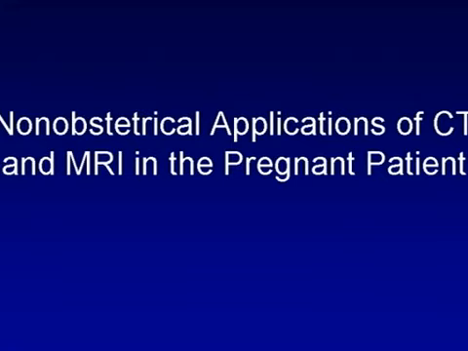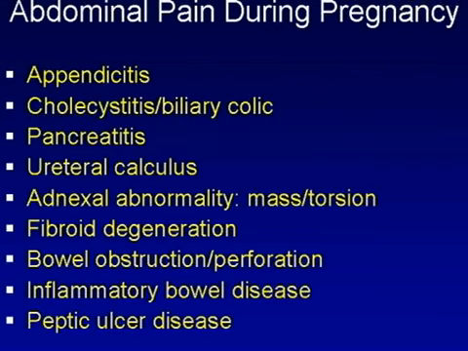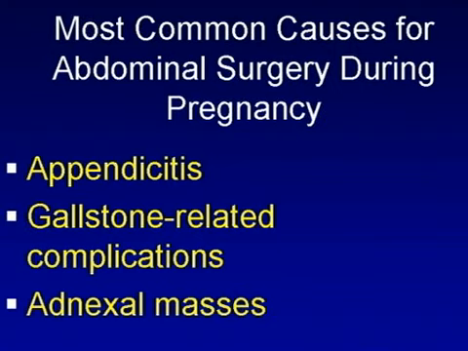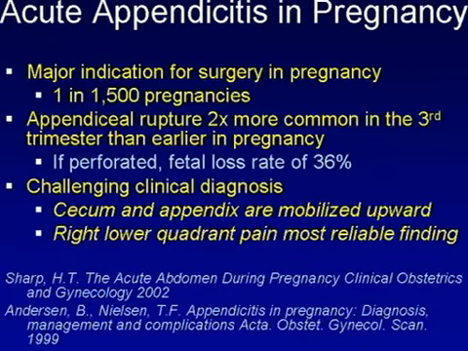So now, with that as background, let's look at some non-obstetrical applications of CT and MR in the pregnant patient. Now, there can be many different causes of abdominal pain during pregnancy, which I've listed there. The most common causes for abdominal surgery during pregnancy include appendicitis, gallstone-related complications, and adnexal masses.